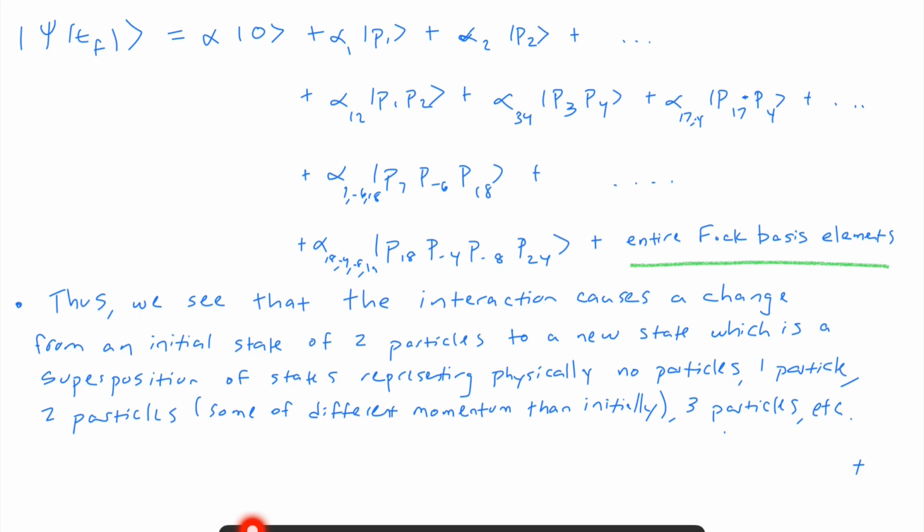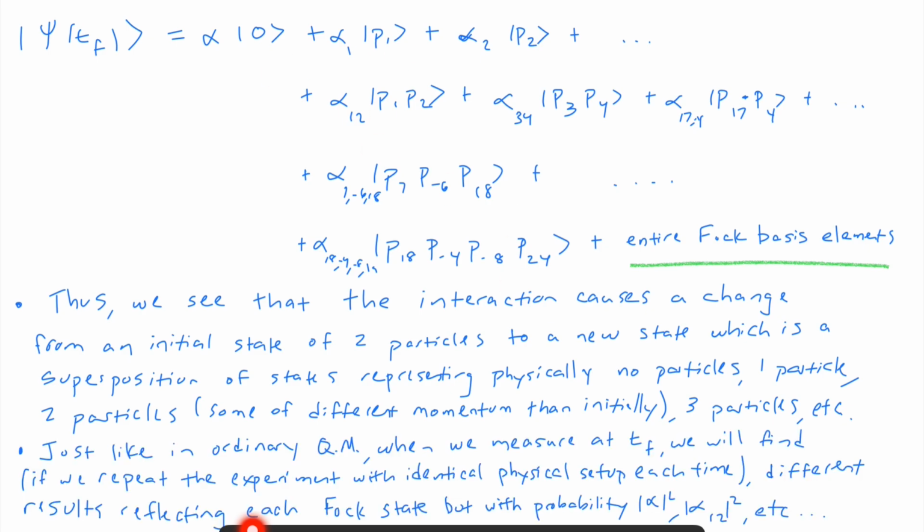Now it becomes a lot easier to understand what this means physically, because just like in ordinary quantum mechanics, when we measure this particular state, and we repeat the measurement over and over again of exactly this state, which was created by this physical situation, which we could identically reproduce in the lab, we will get different results each time. We might get this result, null particles. We might get this result, 1 particle, momentum P1. We might get this result, nothing changed, same original 2 particles, momentum P1 and P2. We might get this result, or different momenta but still 2 particles. We may get more particles.